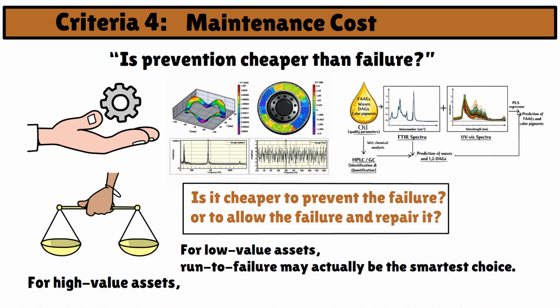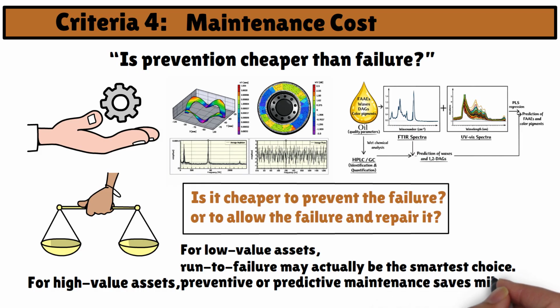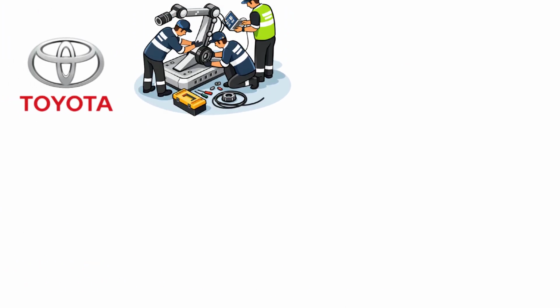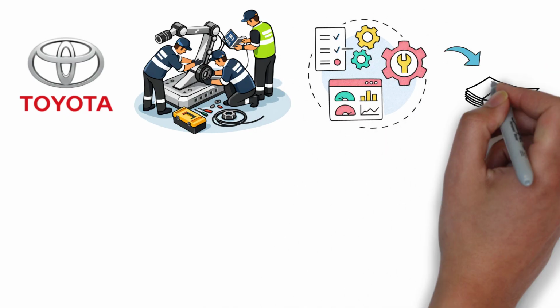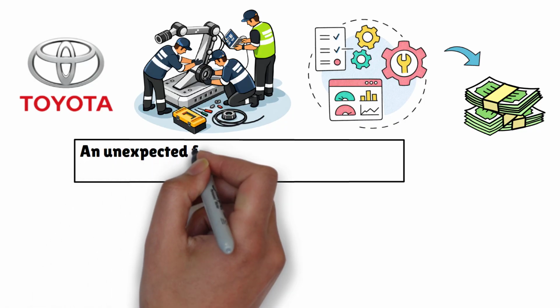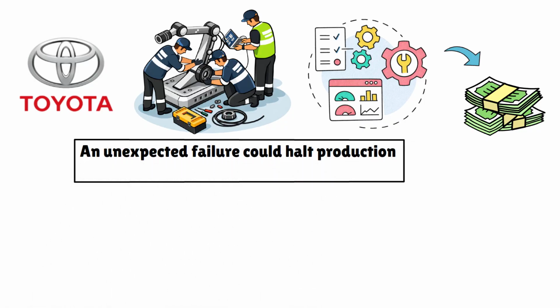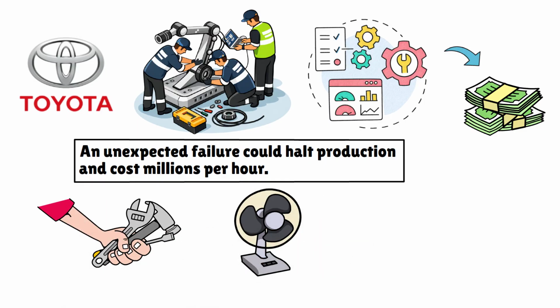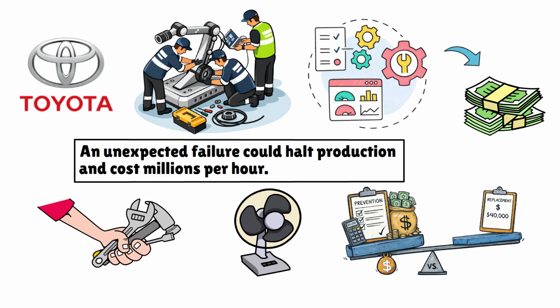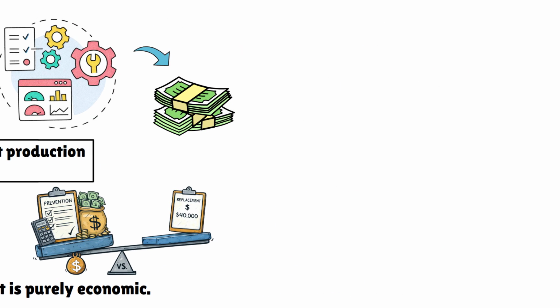For high-value assets, preventive or predictive maintenance saves millions. For example, at companies like Toyota, critical robotic arms on an automotive assembly line are monitored continuously. Although predictive maintenance tools are expensive, an unexpected failure could halt production and cost millions per hour. Meanwhile, low-cost assets such as handheld tools or portable fans are often allowed to run to failure because the cost of prevention would exceed the cost of replacement. The decision is not emotional, it is purely economic.